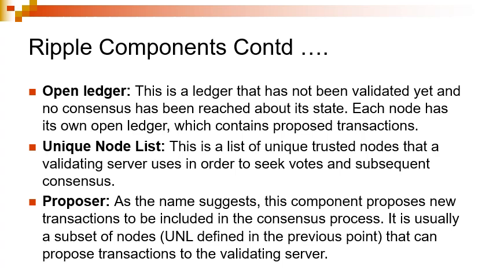Then the next component in Ripple is the proposer. As the name suggests, this component proposes a new transaction to be included in the consensus process. So it is usually a subset of nodes that can propose the transaction to the validating server.